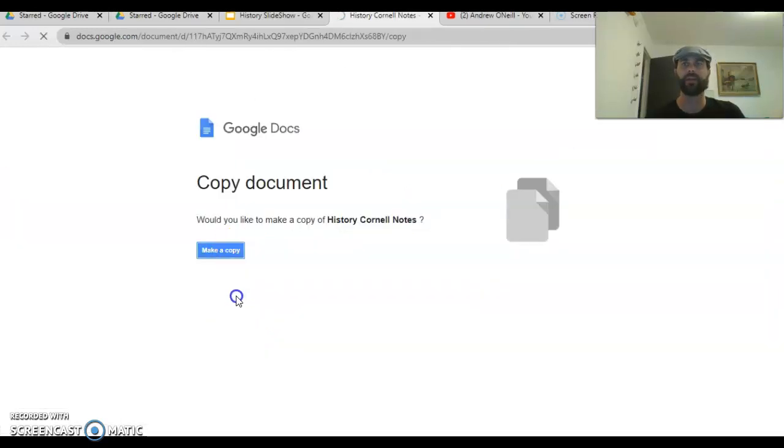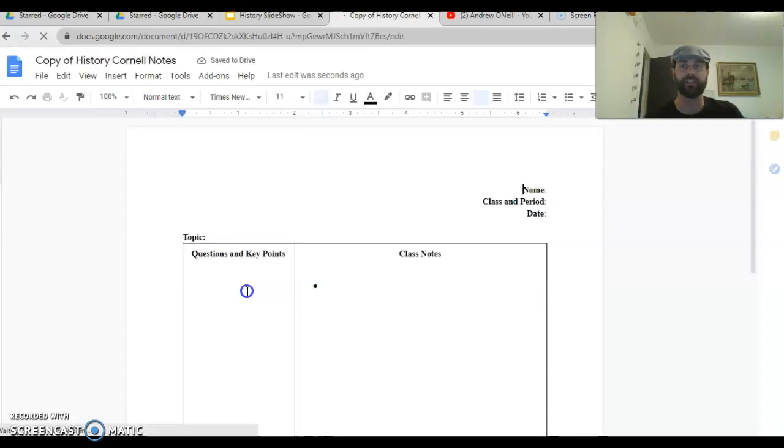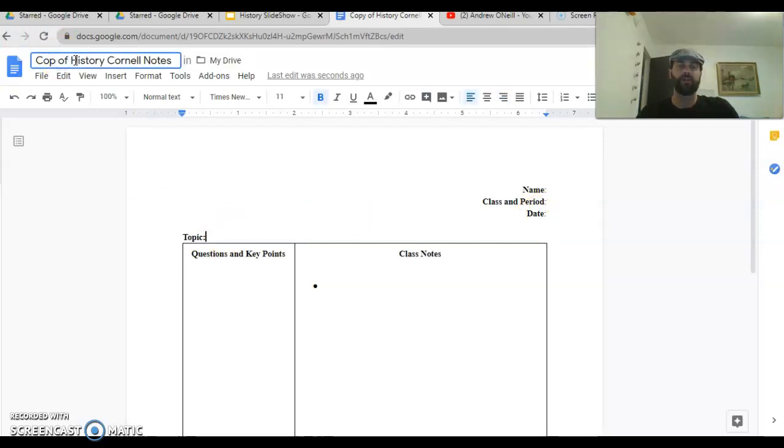In the theme of staying organized, take a few seconds to make sure everything's in its right place. Put your name, your class period can just be block, put today's date and then the topic. And up here, put your name and your copy of your notes, so when you go back to study it, it's organized. You can find it in your Google Drive.